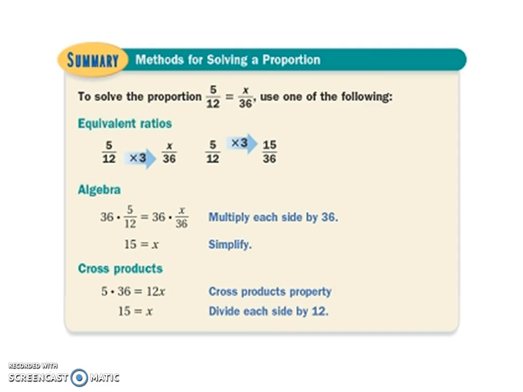Or we can use the cross products property. So 5 times 36 is equal to 12 times x. If I want to get x by itself, that means that I'm going to divide both sides of the equation by 12. And 5 times 36 is 180. So 180 divided by 12 is 15. So all of these strategies get the same answer. And what y'all are going to be learning about is how to figure out which strategy is the best depending on the type of problem.